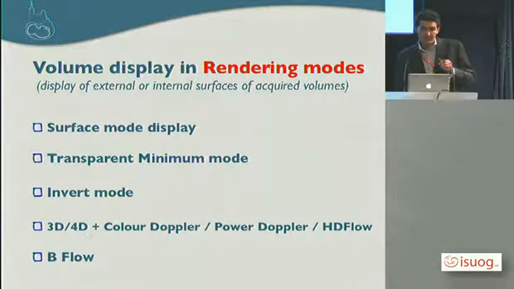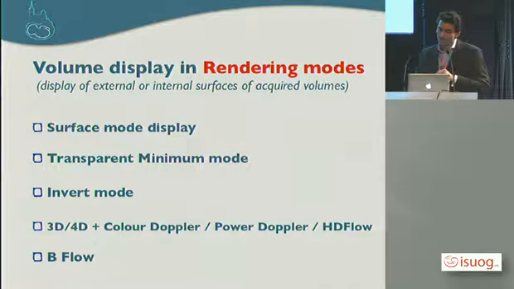Then, after I described how to display the acquired volume in 2 dimensions and different kinds of orthogonal planes, I will now explain a little bit how to display in rendering mode. What exactly does rendering mode mean? Rendering means that we try to display external or internal parts of the target anatomy of the acquired volume.